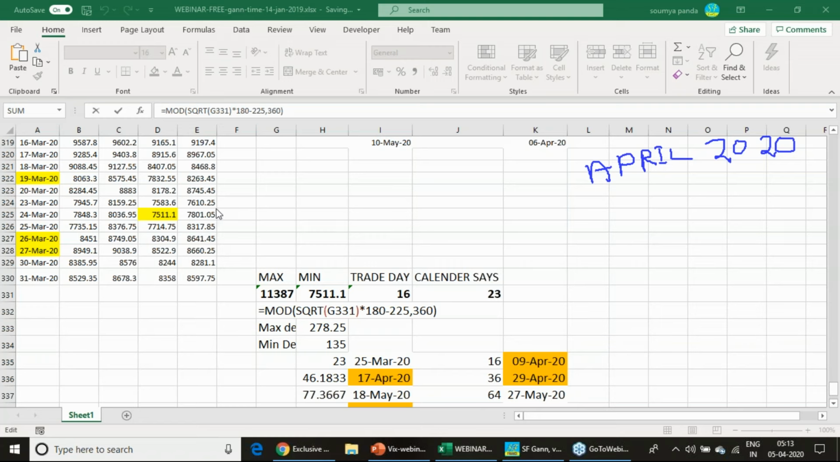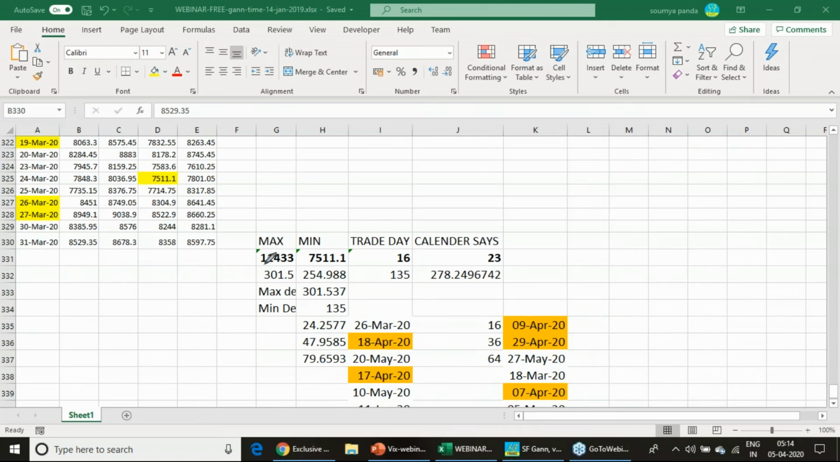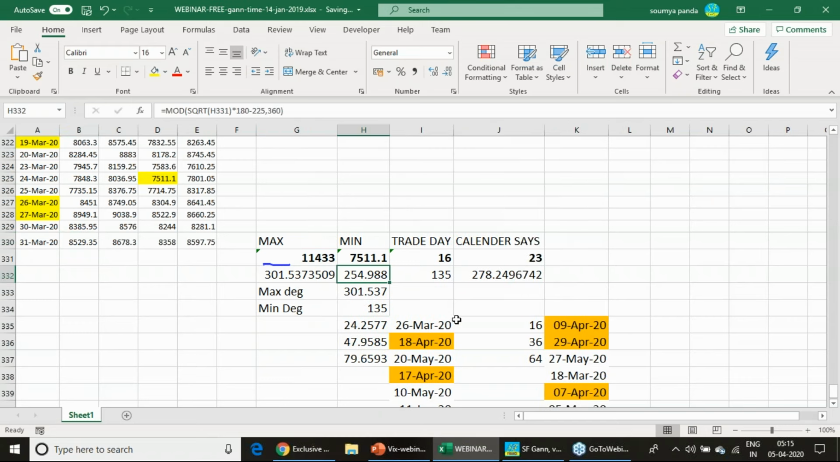We have maximum 11,433, minimum 7,511, trading days 16, calendar days 23. After this, we need to convert the entire thing to degrees. The maximum price has to be converted to degrees, the minimum price converted to degrees, trading days converted to degrees, and calendar days also converted to degrees.